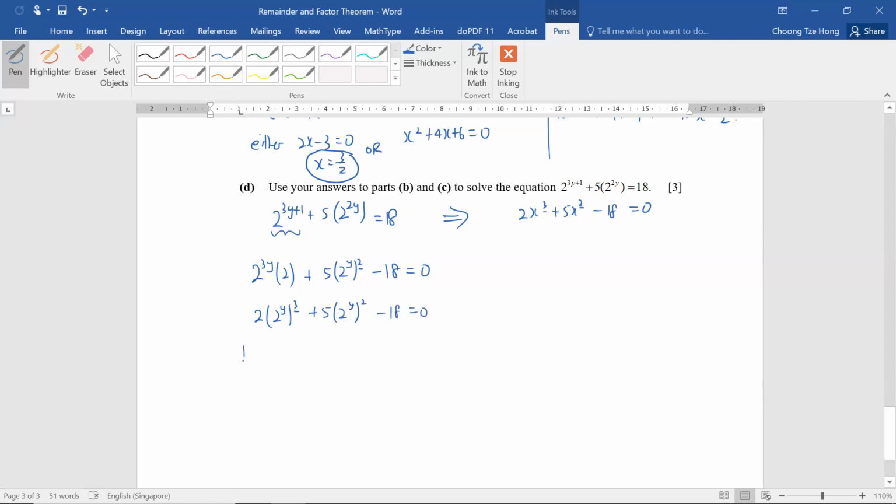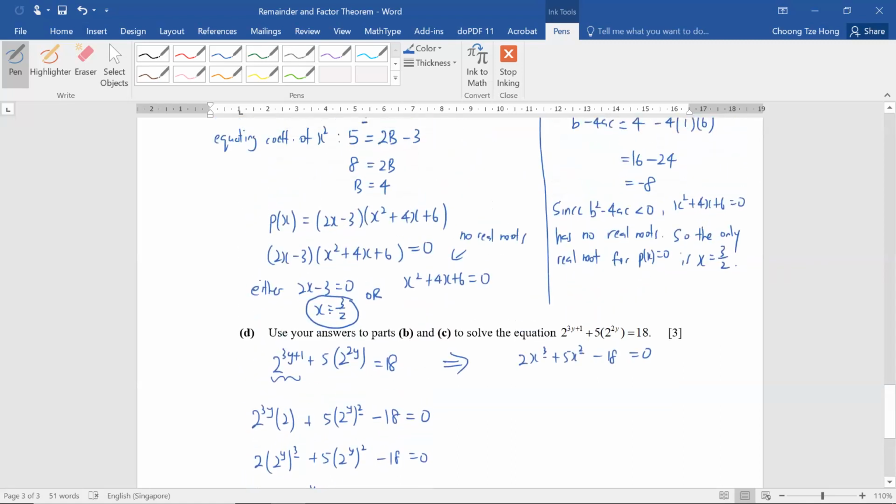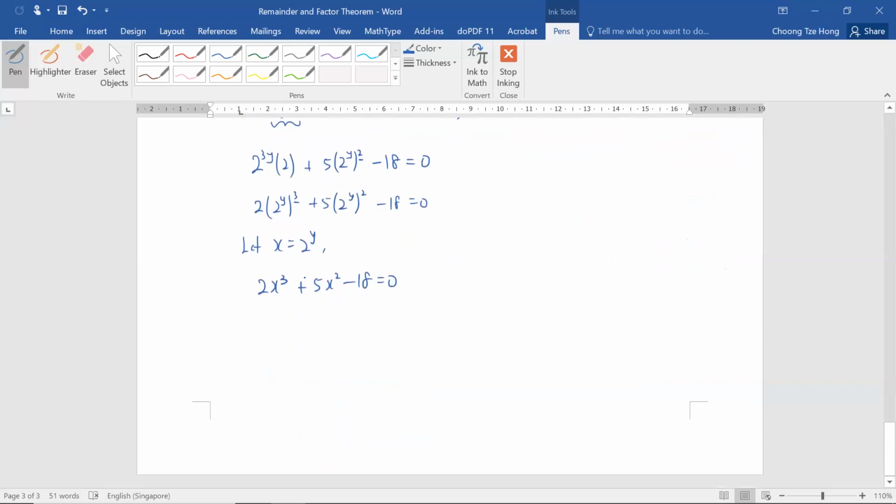Then we want to employ a substitution. So let x equals 2 to the power y. If you do so, you realize that you will get the equation that you solved in the previous part. Remember we solved this earlier on and we got one real root only, which is x equals to 3 over 2. So in other words, when you solve this, you will get x equals to 3 over 2.